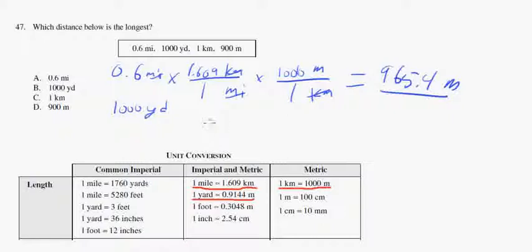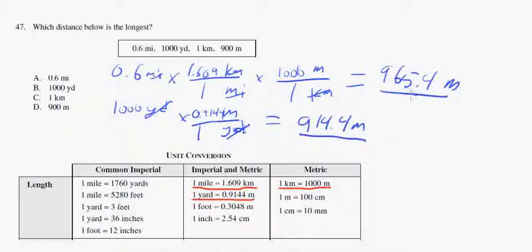Now let's convert our yards to meters. 1,000 yards multiplied by meters per yard. We get 0.9144 meters per 1 yard. My yards cancel out, and my calculation will get me 914.4 meters. So we know this and this are both smaller than 1 kilometer, and we know 900 meters is obviously smaller than 1 kilometer.